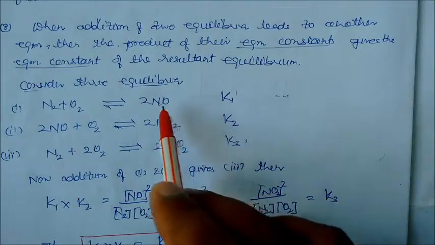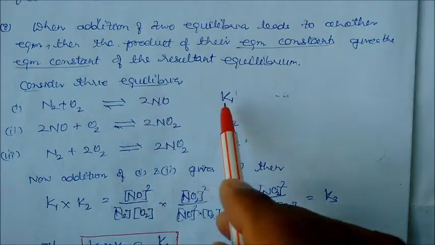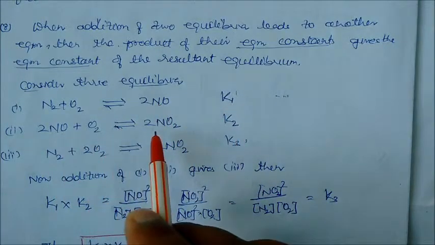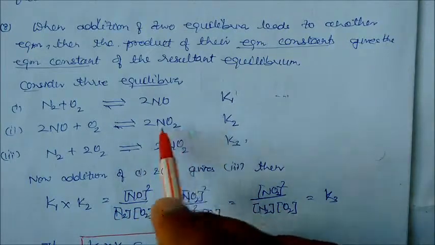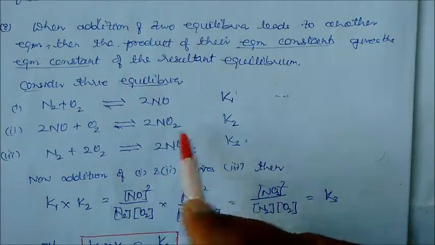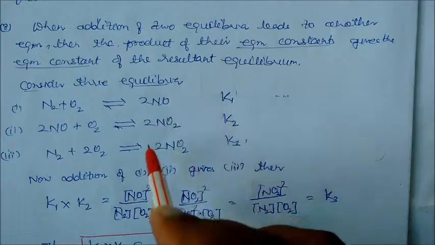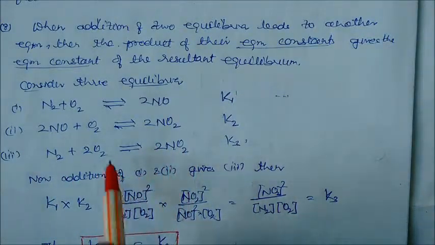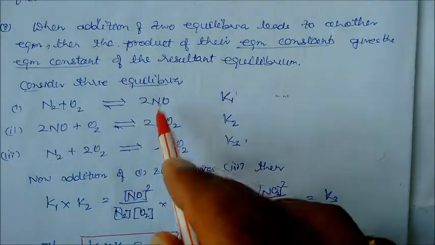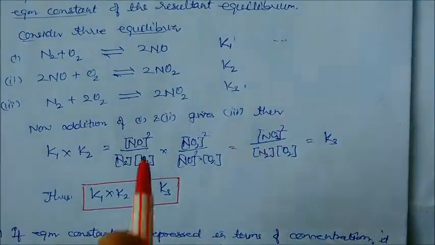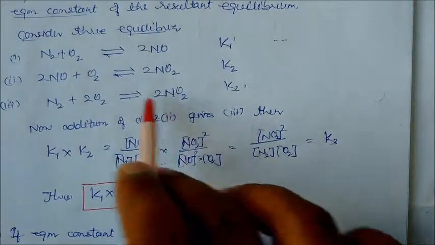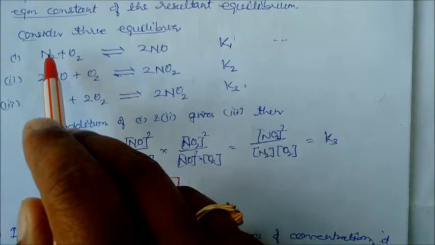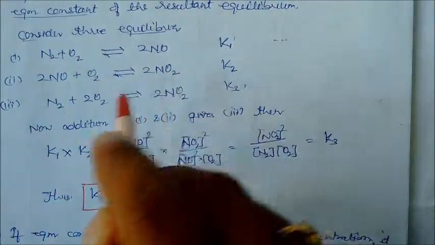Here K1 is the equilibrium constant for this reaction. Similarly, in another equation, 2NO plus O2 gives 2NO2, and at the same temperature the equilibrium constant for this reaction is K2. Now take the third equation, N2 plus 2O2 gives 2NO2, with its own equilibrium constant. This is nothing but the addition of the first and second. Adding them, the NO cancels out, so N2 plus 2O2 gives 2NO2. This is K3.